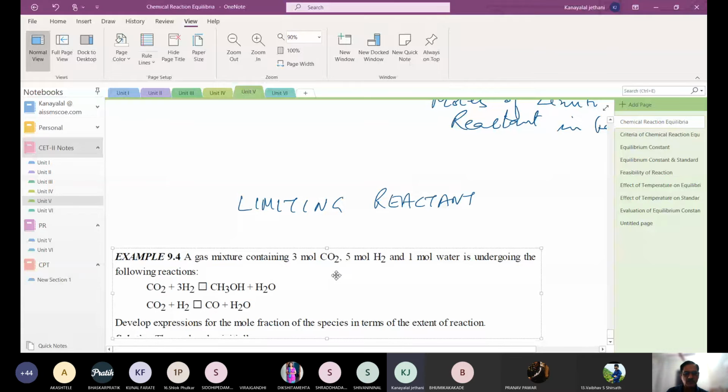So we are given a gas mixture containing 3 moles of CO2, 5 moles hydrogen, 1 mole water. That is the initial composition of the reactants. And the reactions are CO2 plus 3 hydrogen gives CH3OH plus water, and CO2 plus hydrogen gives CO plus water. Right? So what we need to find out is y CO2, y hydrogen, y CO, y CH3OH, and y water. 1, 2, 3, 4, 5. Right?